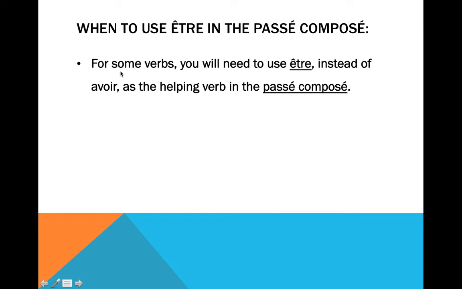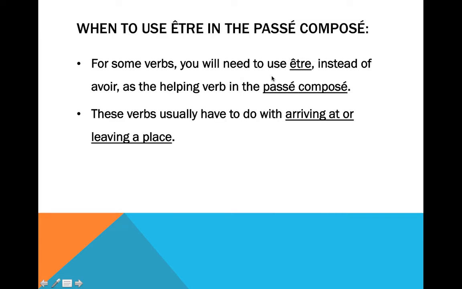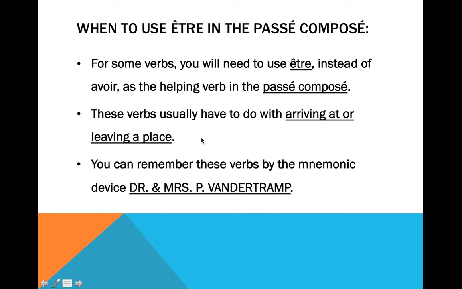So right now we've only learned Passé Composé is avoir conjugated plus a past participle, but sometimes you would use être instead. The times where you use this usually is when you are putting a verb in the past that has to do with arriving at or leaving a place. You can remember all of those verbs with the mnemonic device Dr. and Mrs. P. Vandertramp. Sounds random, but I swear it'll make sense.